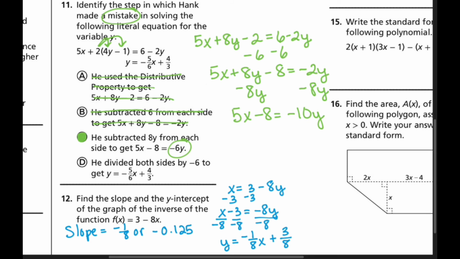Oh, it says find the slope and the y-intercept, so you have to state that. So negative 1/8 is the slope, or you could write negative 0.125, depending on how the problem's worded. And then your y-intercept is 3/8 or 0.375.